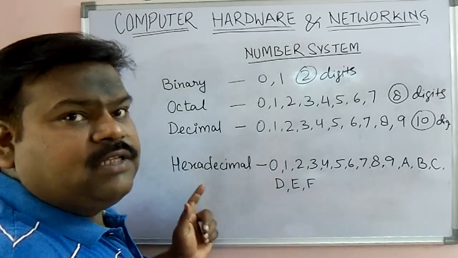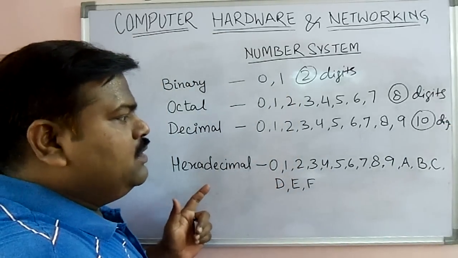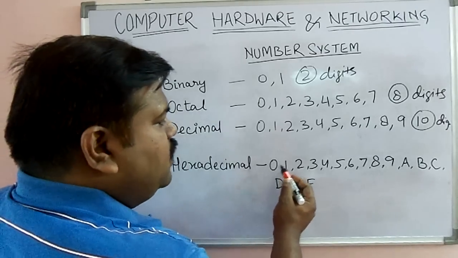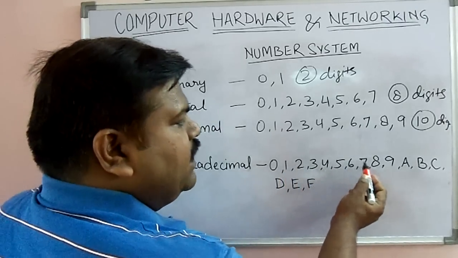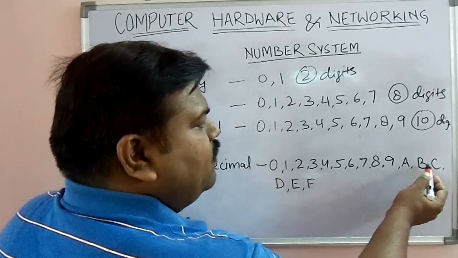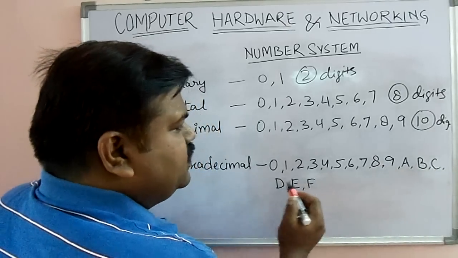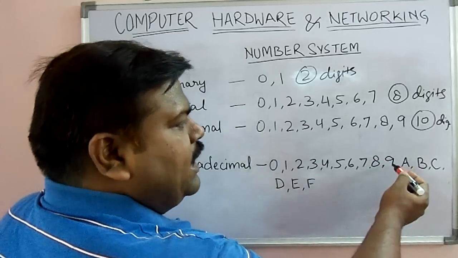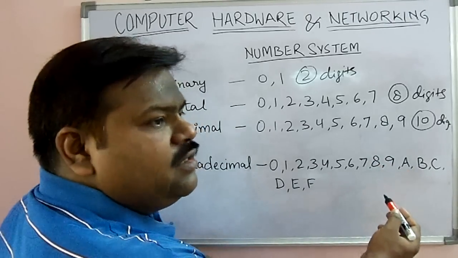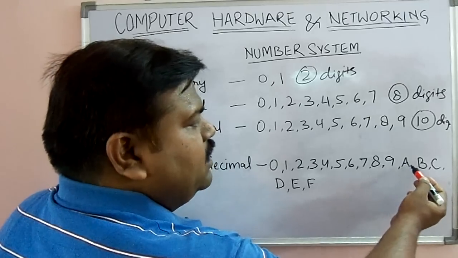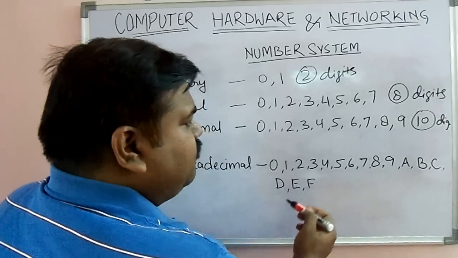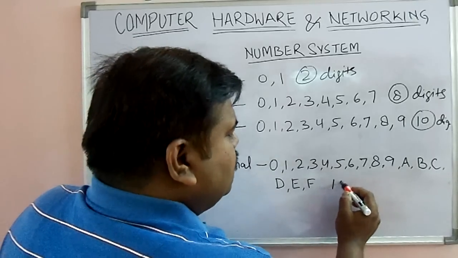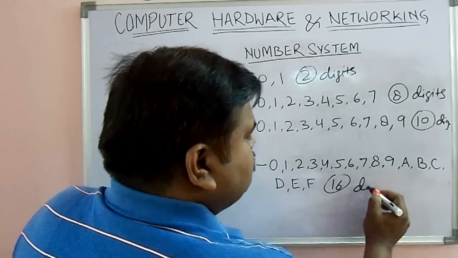Likewise, in hexadecimal, there are 16 digits. Starting here: 1, 2, 3, 4, 5, 6, 7, 8, 9, 10, 11, 12, 13, 14, 15, 16. Because there are no numbers after 9, in hexadecimal, alphabets are used: A, B, C, D, E, F. So counting all these, we get 16 digits.